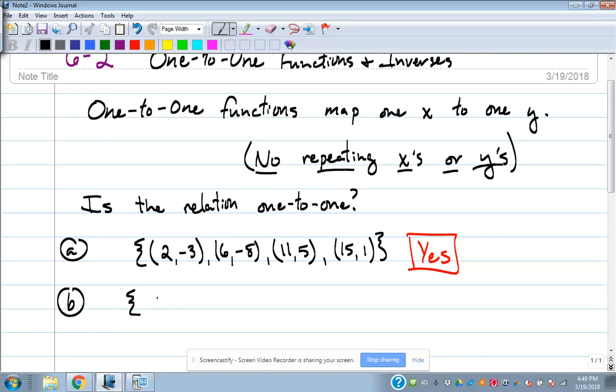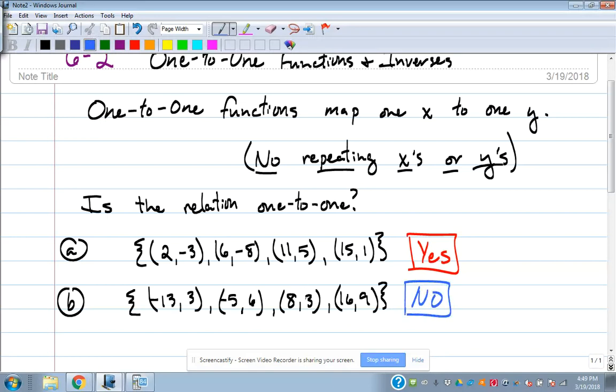Say we had a set of ordered pairs: (-13, 3), (-5, 6), (8, 3), (16, 9). Is that a one-to-one function? No. Why? Y is repeated. A repeated y value throws it out of being one-to-one.